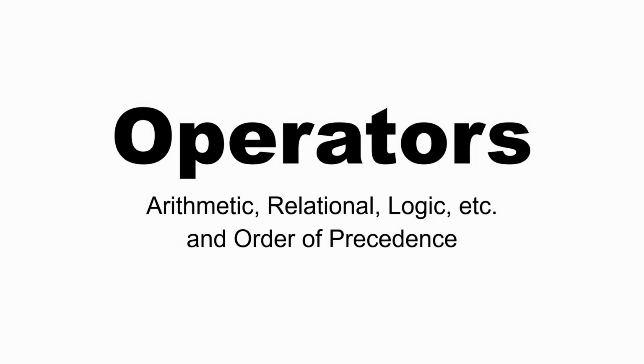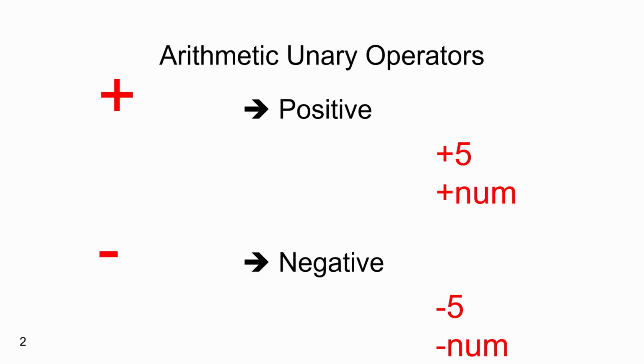Let's talk about the most common operators that are used in programming. The term unary means the operator works on just one thing, like positive and negative. There is another one we'll discuss down the line called the logical not operator.